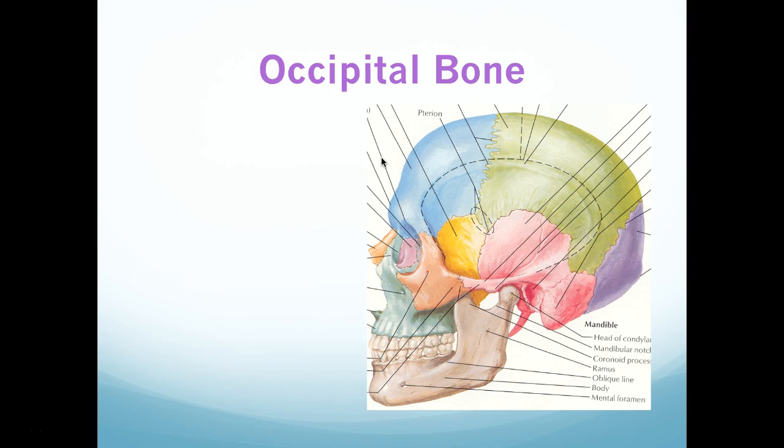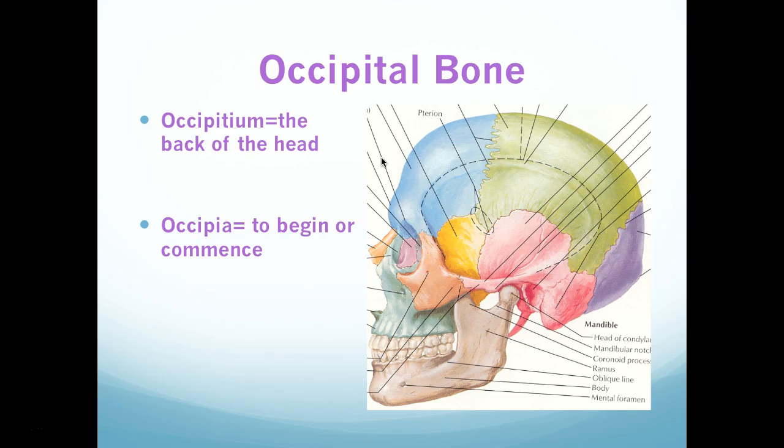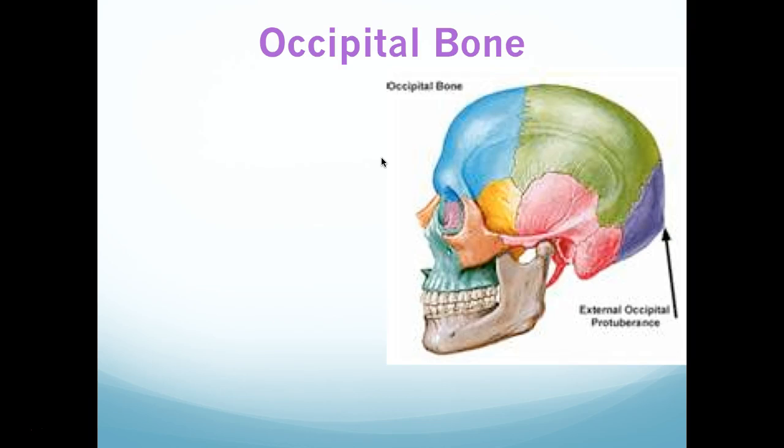Next we have our occipital bone, and the word occipitum means the back of the head, and occipita means to begin or commence. So this is one of the first bones to begin developing as we're in the womb. And we have 4 different parts here to our occipital bone.